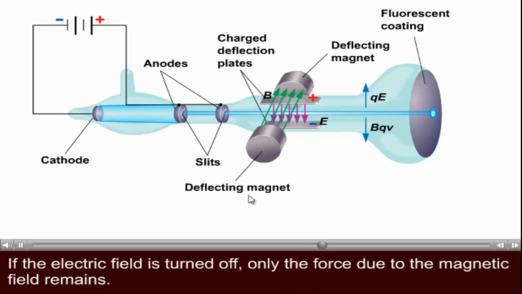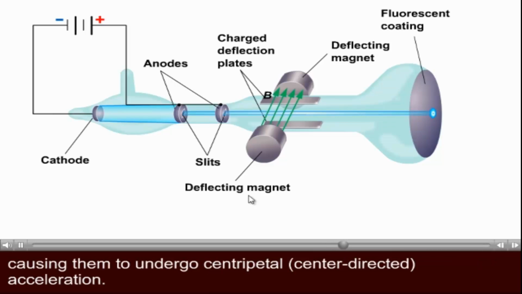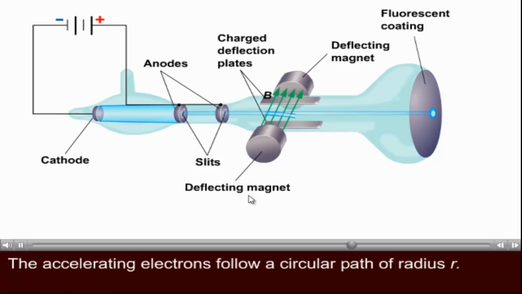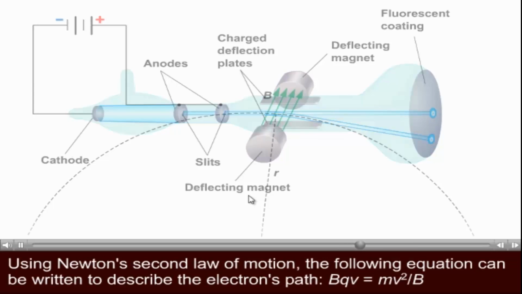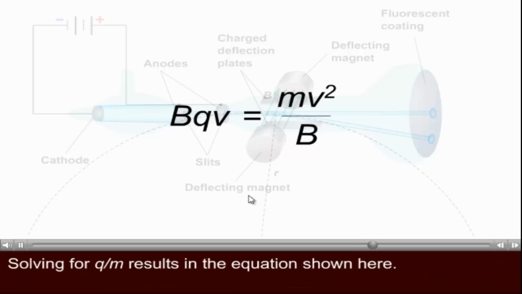If the electric field is turned off, only the force due to the magnetic field remains. The magnetic force is perpendicular to the direction of motion of the electrons, causing them to undergo centripetal, center-directed, acceleration. The accelerating electrons follow a circular path of radius r. Using Newton's second law of motion, the following equation can be written to describe the electron's path. Solving for q divided by m results in the equation shown here.